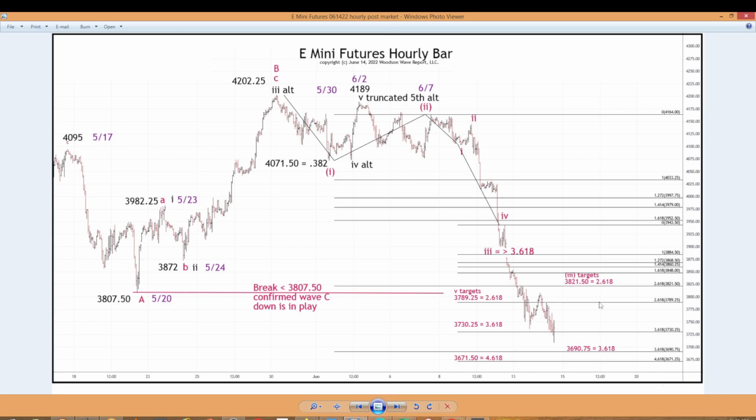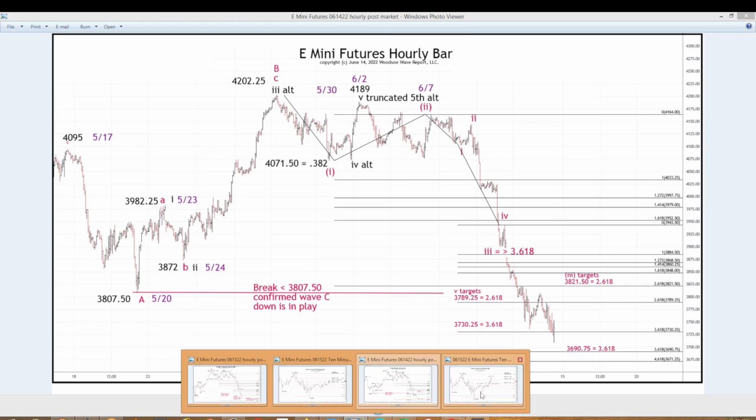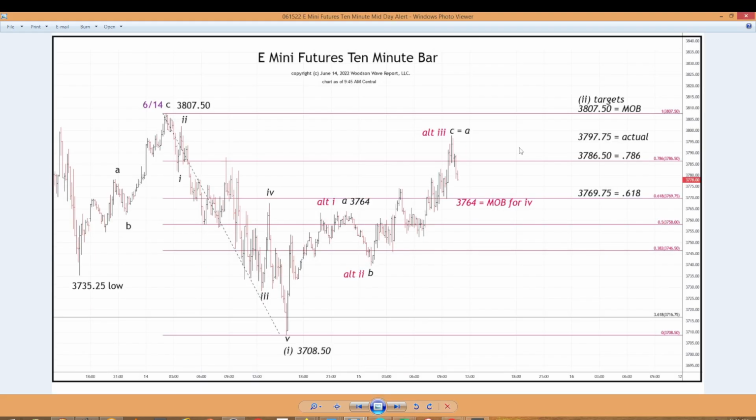There's our targets for this 3 of a larger degree, this 5 of a smaller degree. This 5 completion will complete this 3, okay? So it's going to be one of these targets here. We'll see how that plays out. And then let's see if we have this. Here it is. That's the last one. That's where we are now. It's not live. It's obviously a pick, but we've got both counts there.